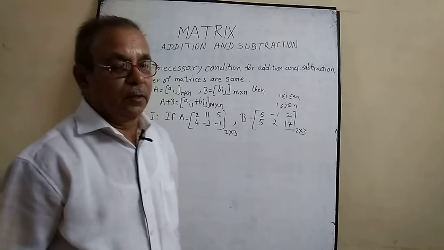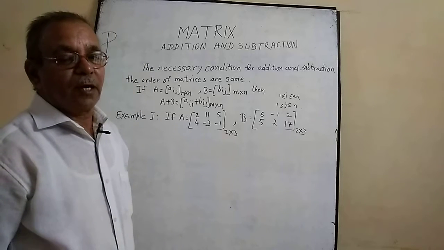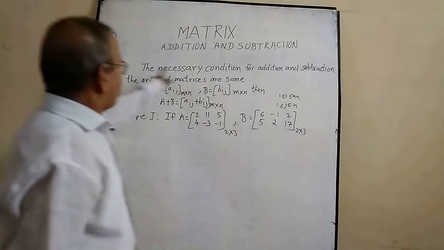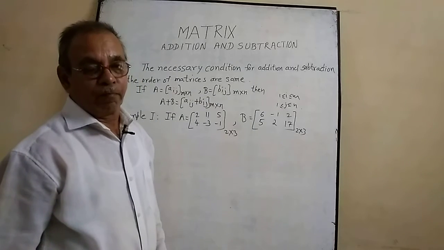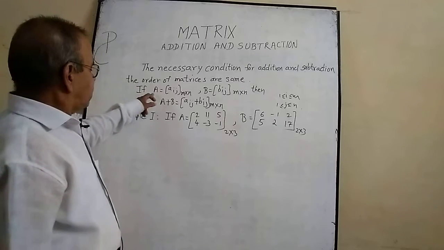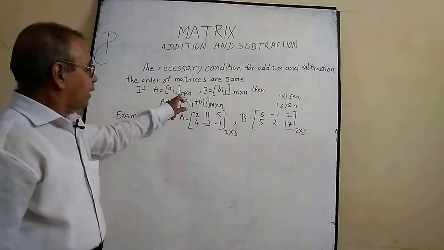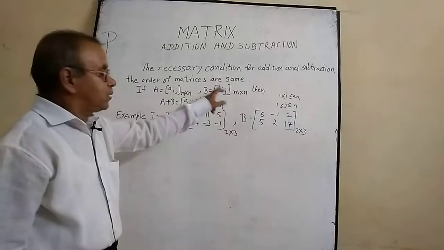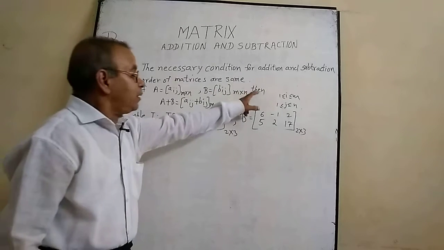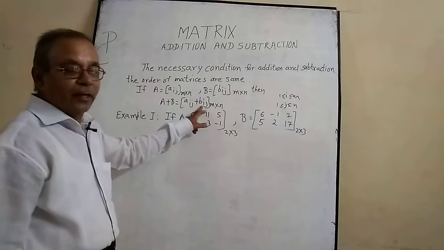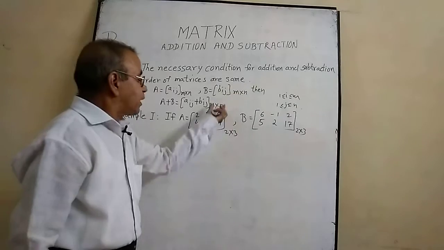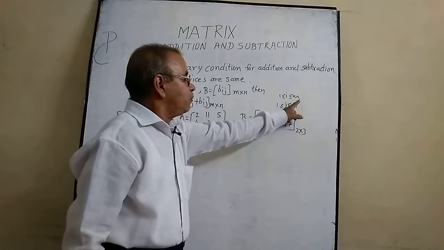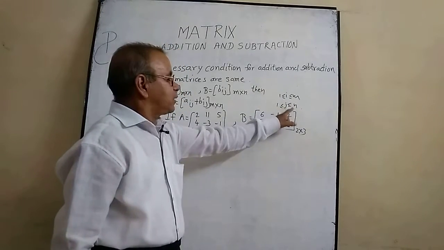We also represent matrices in different forms, as well as the importance of rows and columns. The necessary condition for addition and subtraction is that the order of the matrices is the same. Suppose A is a matrix with elements Aij of order M into N, meaning M rows and N columns, and B is Bij, also M rows and N columns. Then the addition of A and B is M cross N, meaning the orders must be the same, with the condition that I is greater than or equal to 1 and less than or equal to M, and J is greater than or equal to 1 and less than or equal to N.